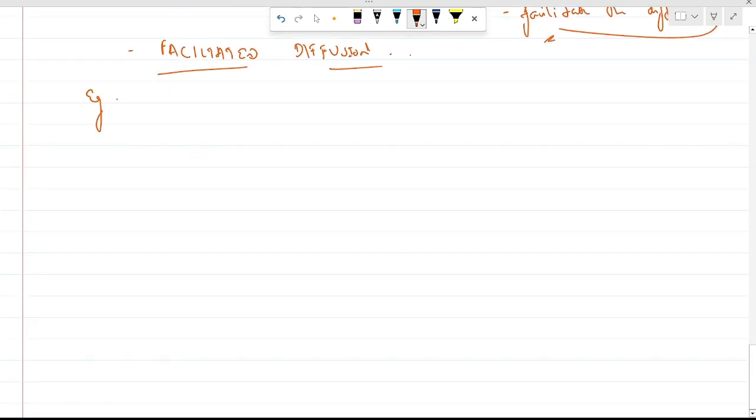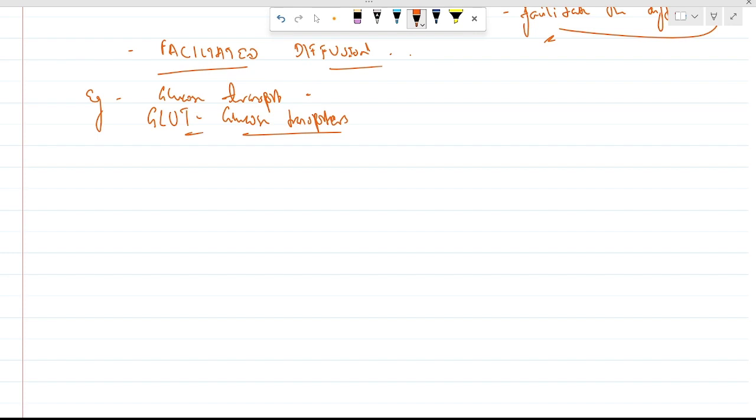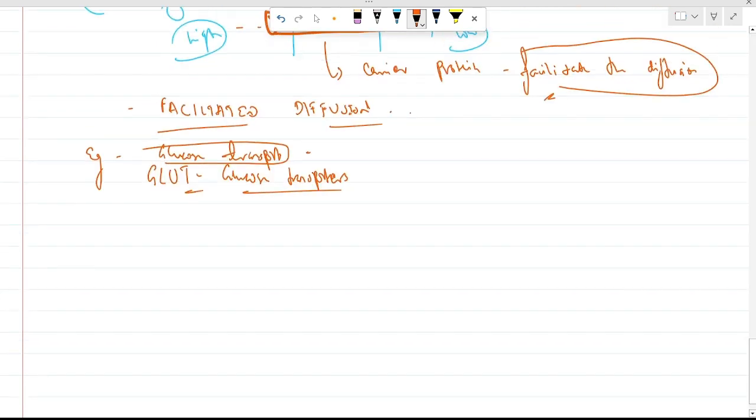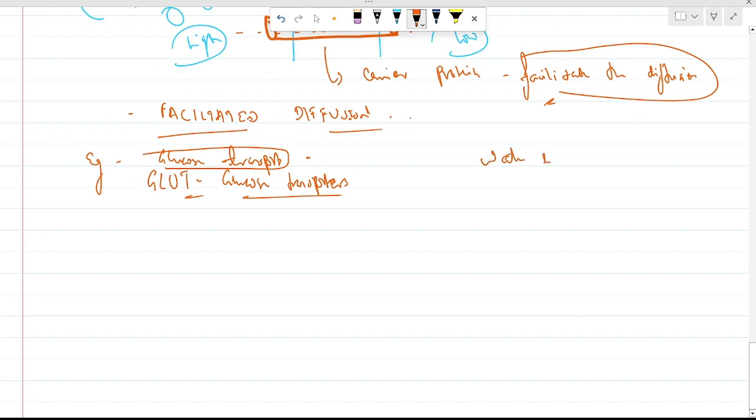Let's see some examples here. The glucose transport occurs through these transport proteins, GLUT. GLUT stands for glucose transporters. They help in the transport of glucose across the membrane. There is also the transport of water across the membrane through these proteins, aquaporins. These are small pores in the cell membrane that transport water. So aquaporin water transport is called facilitated diffusion.